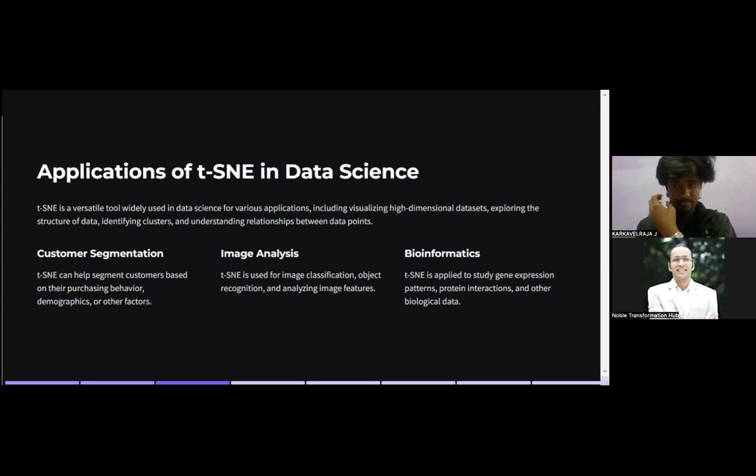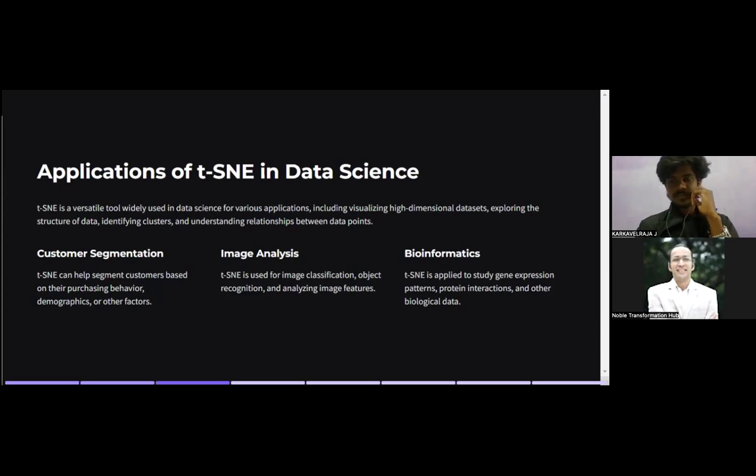One is customer segmentation. It can help us segment customers based on their purchasing behavior, demographics, and other factors. Whichever industry needs customer segmentation, we'll use tSNE. Image analysis: image classification, object recognition, analyzing image features, we can use tSNE. Bioinformatics: we can use it for studying gene expression patterns, protein interaction, and other biological data.